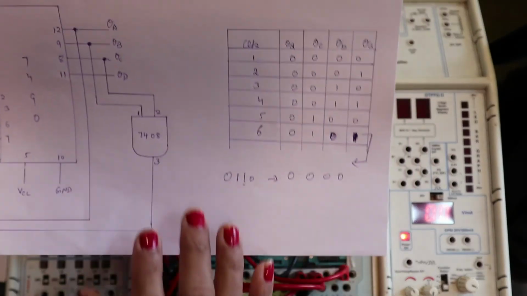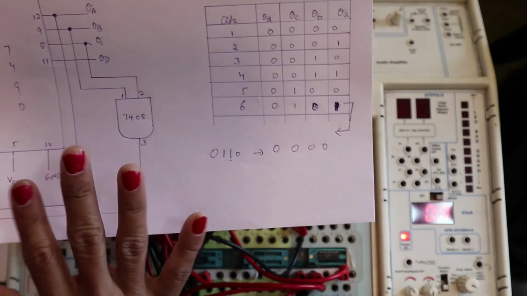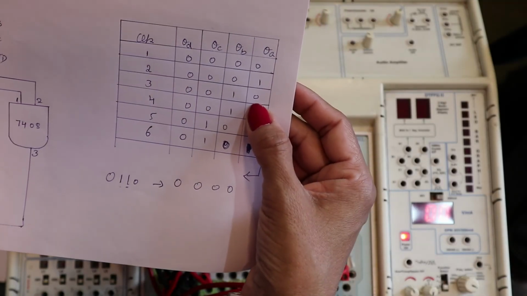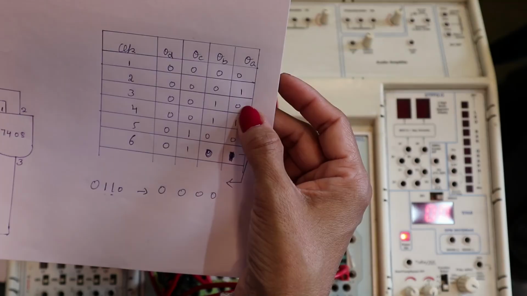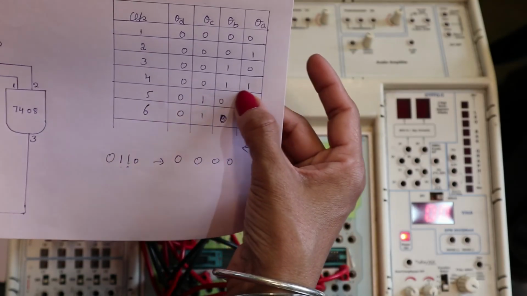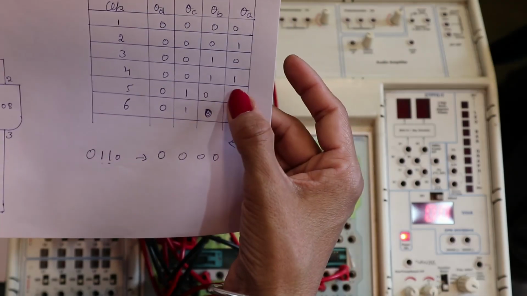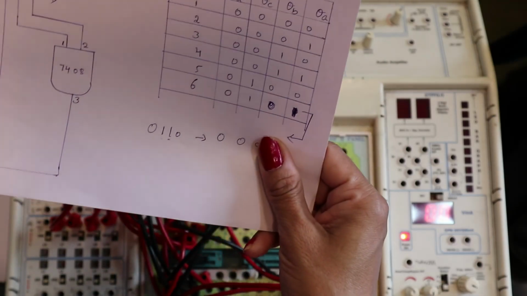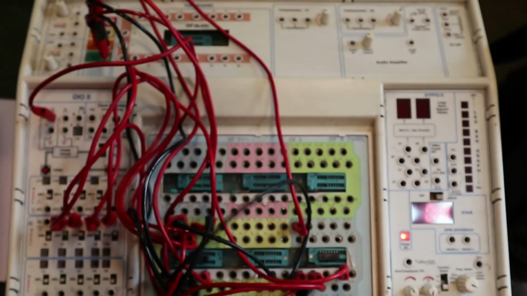Same case here, if you want to make it mod 3, then this connection. In this case, this bit should be equal to 0, 0, right? Similarly, you can perform for any mod number by using the 7490 IC. Thank you.